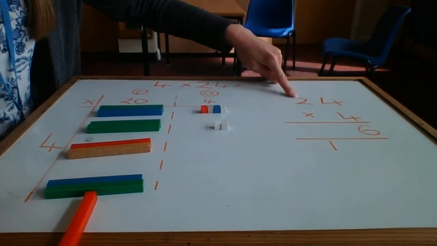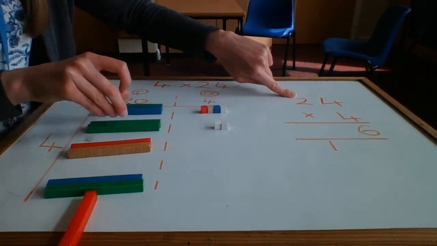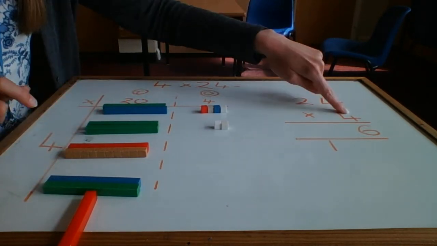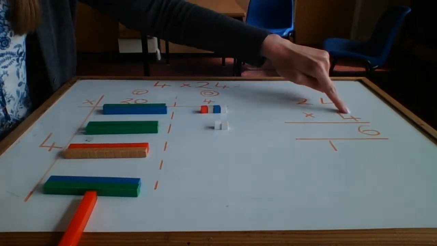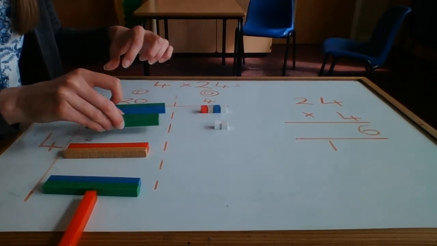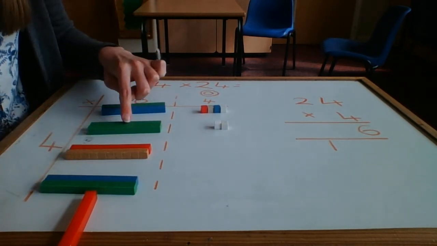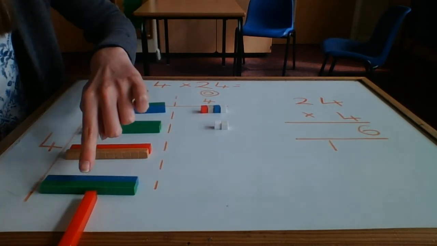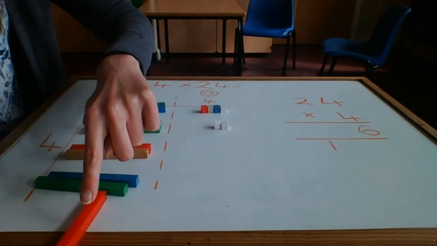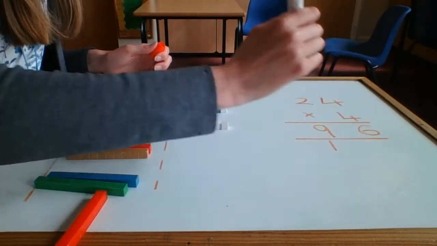Right, so next I'm going to do the tens column. 4 times 2. Now that 2 is in the tens column, isn't it? So it's really 4 times 20. So 4 times 2 is 8. 4 times 20 is 80. 20, 40, 60, 80. 10, 20, 30, 40, 50, 60, 70, 80. And one more, 90. So that is a 9 in there.